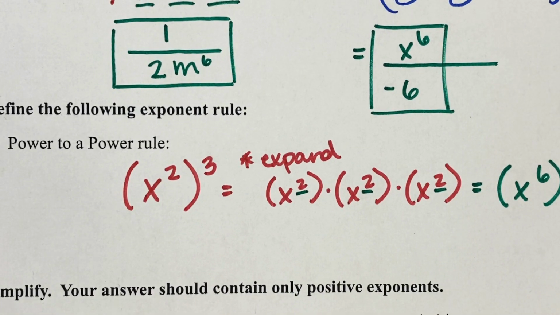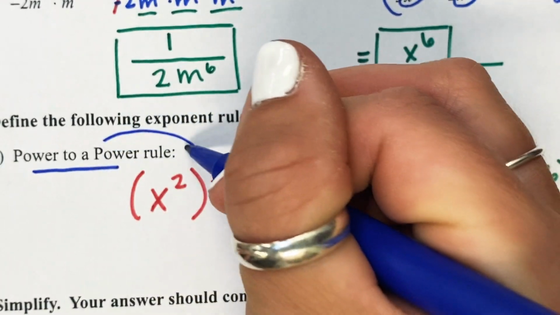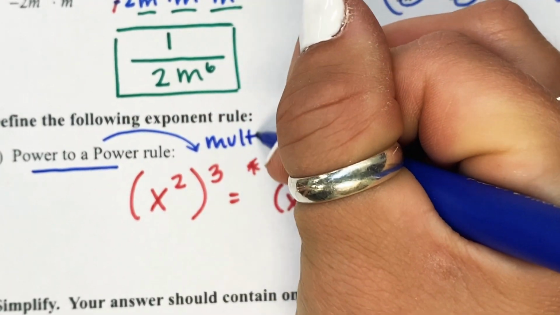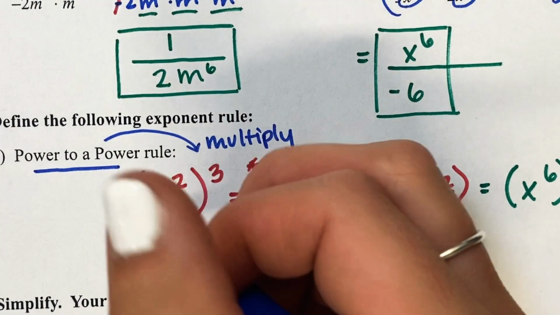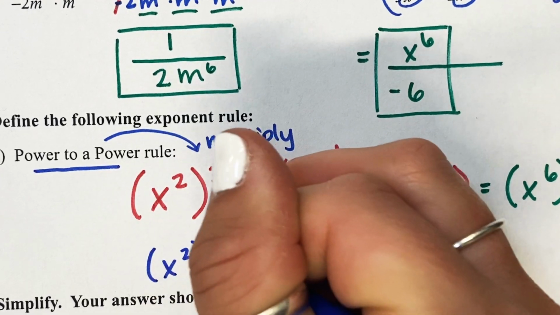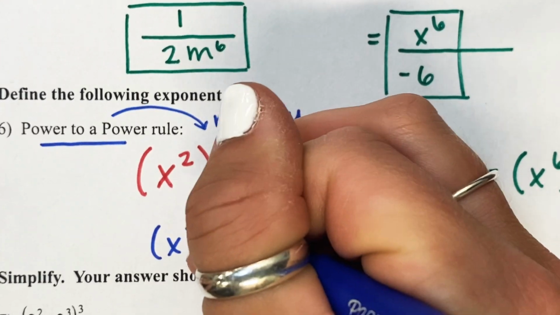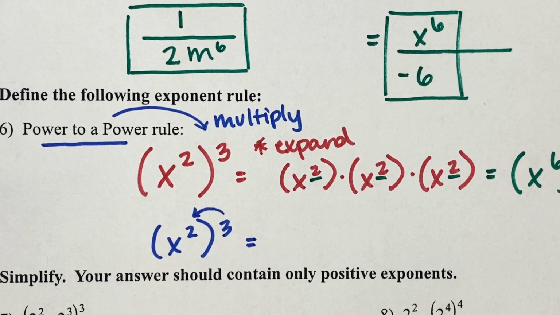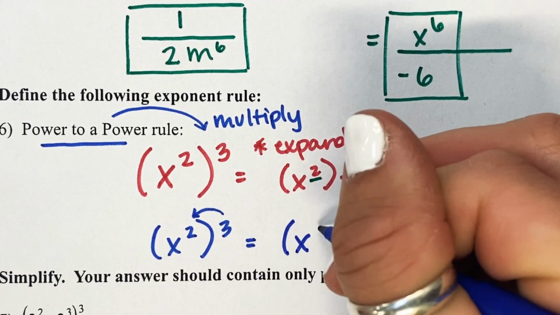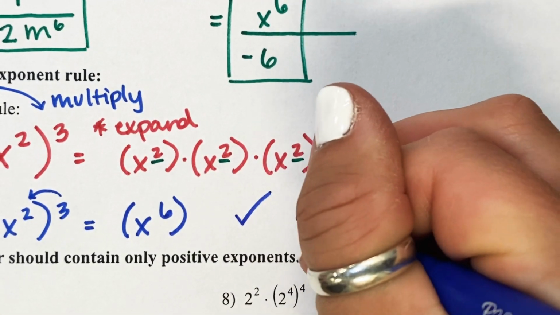Okay, so that's what's actually happening. But here's the quick and easy rule. Okay, when you have power to a power, you're now going to think multiply. You're going to multiply these two numbers together. Okay, and let's try it and see if it works. So let's write it again. X squared to the third power. Okay, we're going to just multiply it. What is 3 times 2? Great job. We see that we get the same answer, x to the 6th, right? Same answer.